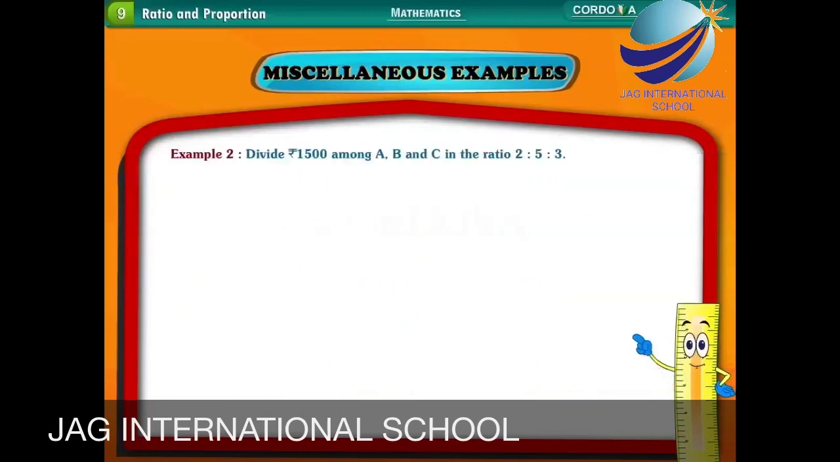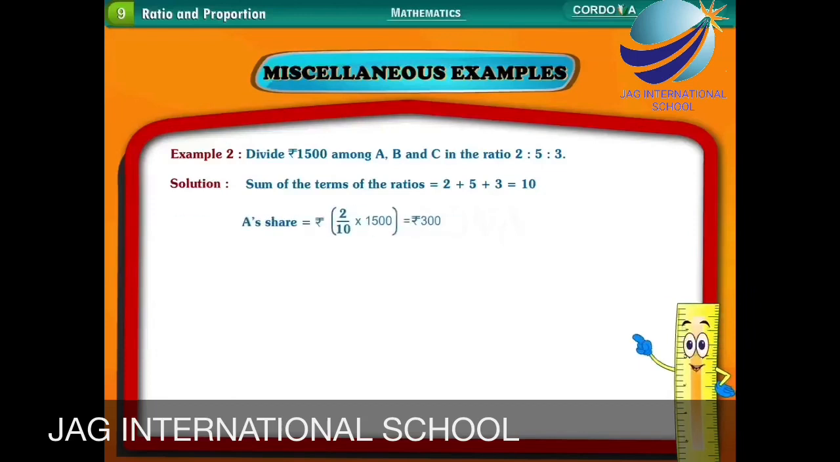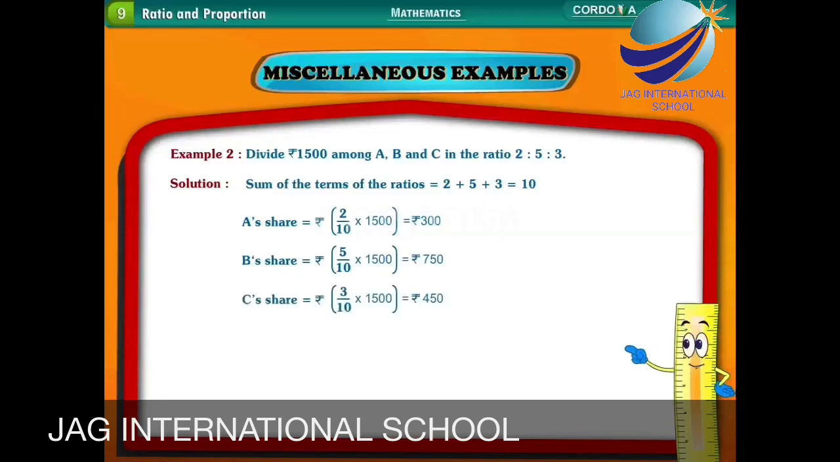Example 2. Divide 1500 rupees among A, B and C in the ratio 2:5:3. Solution. Sum of the terms of the ratio is equal to 2 plus 5 plus 3, which is equal to 10. A's share is equal to rupees 2 upon 10 into 1500, which is equal to rupees 300. B's share is equal to rupees 5 upon 10 into 1500, which is equal to rupees 750. C's share is equal to rupees 3 upon 10 into 1500, which is equal to rupees 450.